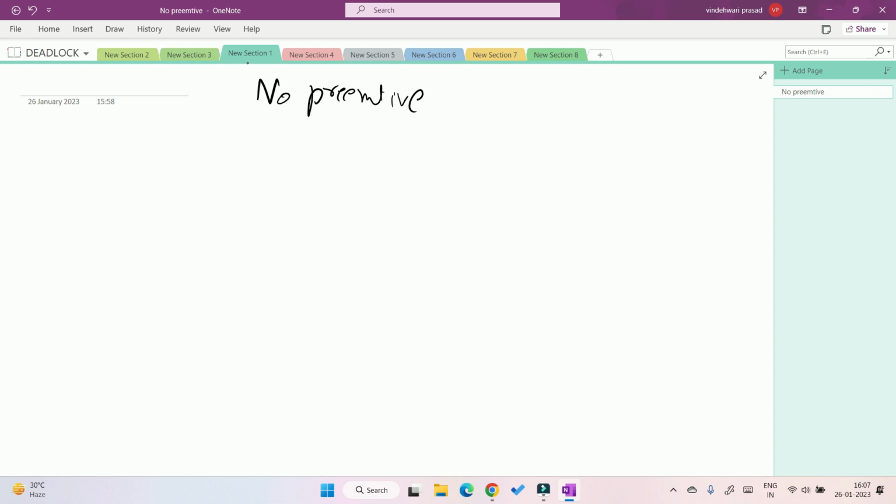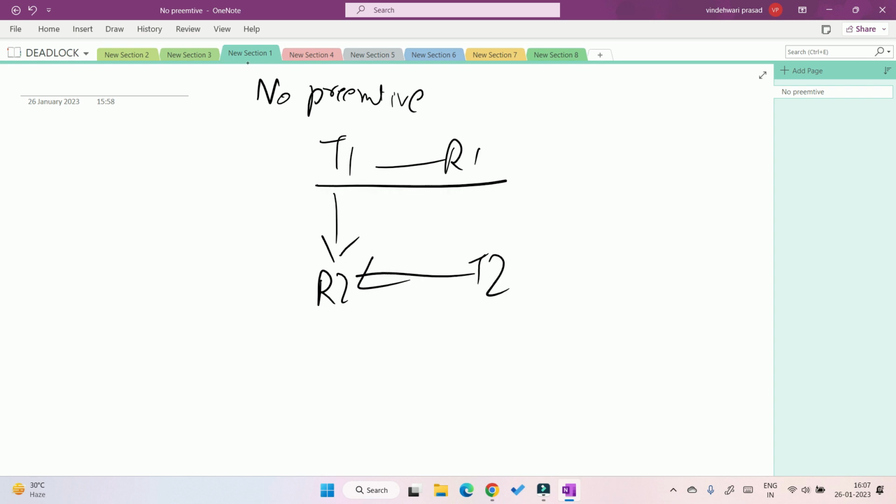So to avoid the no preemptive deadlock condition, suppose T1 holds R1 and wants R2, but R2 is held by T2. So what will happen? T2 first releases R1, and then tries to acquire both of them at the same time.